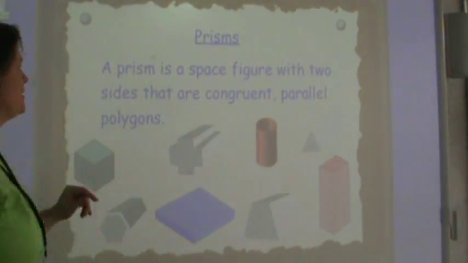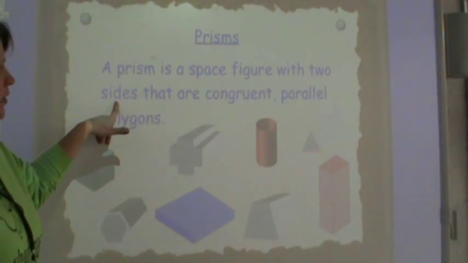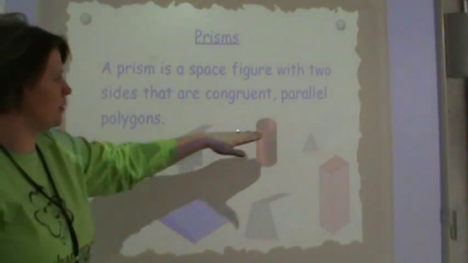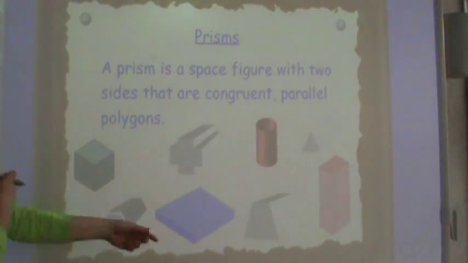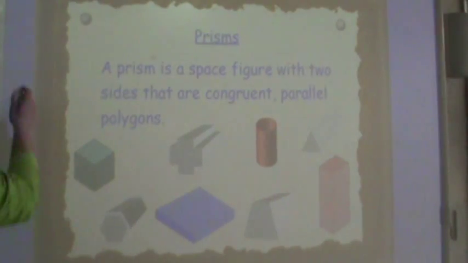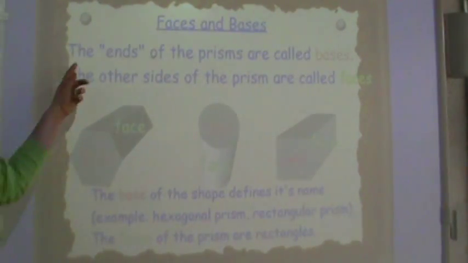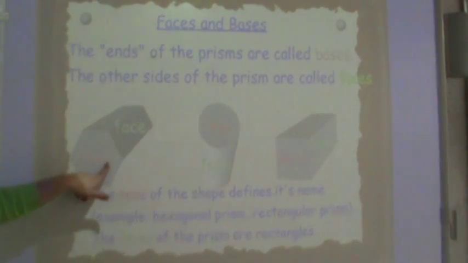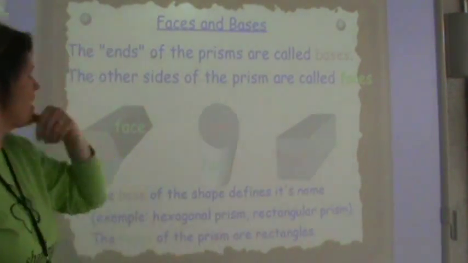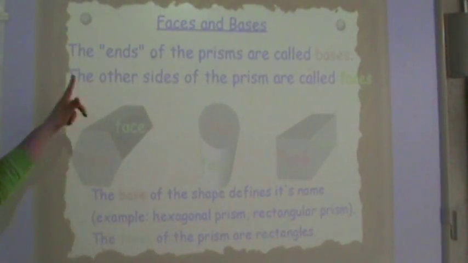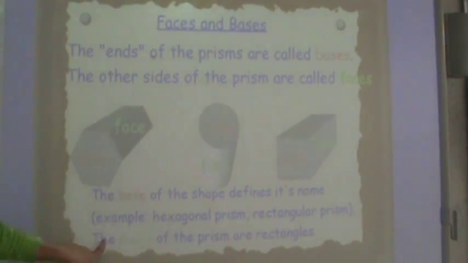Remember, a prism is a space figure with two sides that are congruent, parallel polygons. So we have the circle and the circle for your cylinder, triangle and triangle for your triangular prism. Basically the ends of the prism are called the bases. That's your original shape. So in here it's a hexagon, and here it's a circle, and here it's a square. The other ones are all rectangles, and those are your faces. So the faces are rectangles, and the bases are what define the name of the prism.